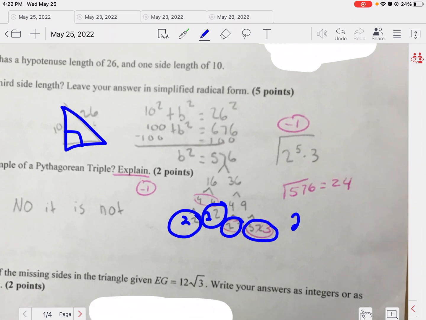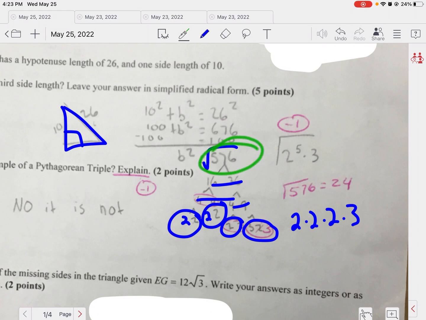And so 2 times 2 times 2 times 3, and there's nothing left over that didn't have any buddies, because all of these numbers have been broken down. 2 times 2 is 4, times 2 is 8, times 3 is 24. So the square root of 576 is 24. Make sure you check in the calculator that it's not a perfect square root before you do all of this breaking down, because your calculator can just tell you that part, okay? So just make sure that it's logical.